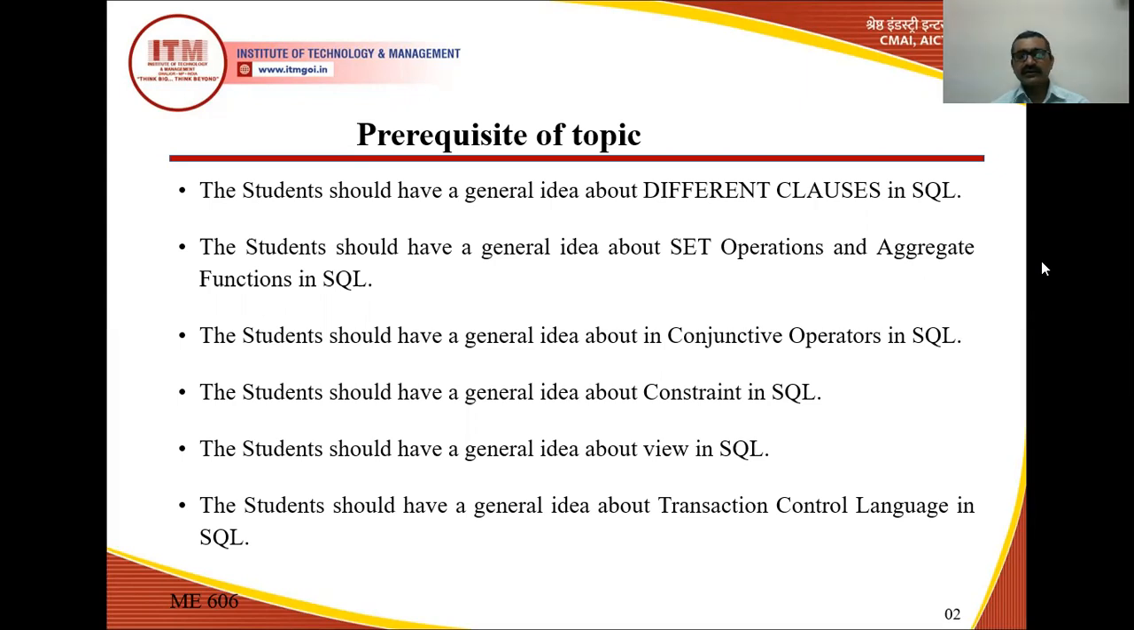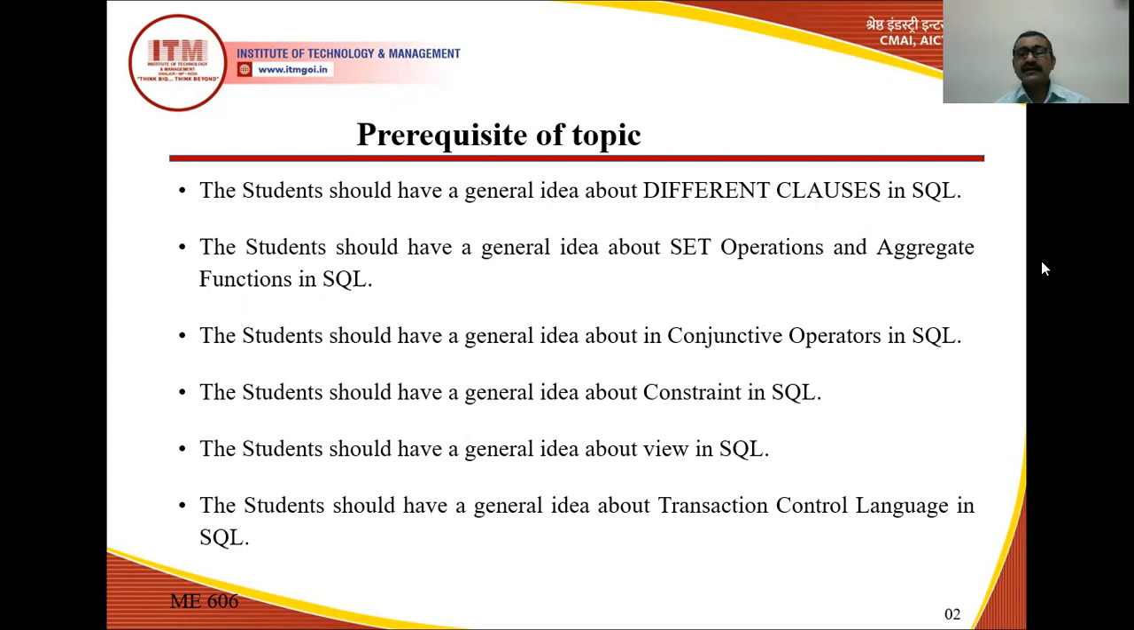There are five types of aggregate function we can use: sum, average, minimum, max, and the count. All these types of functions are known as aggregate functions. And then after that, the student should have a general idea about the conjunctive operator in SQL. Different types of operators we discussed in previous programming languages, just like relational operators, arithmetic operators, conditional operators, increment operator, decrement operator.